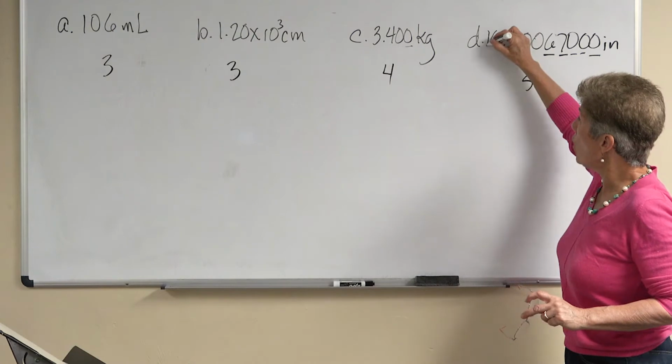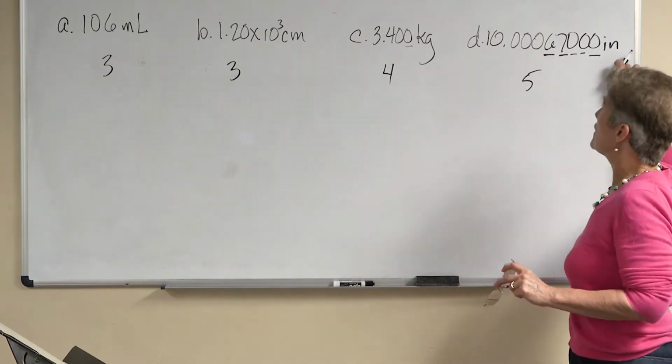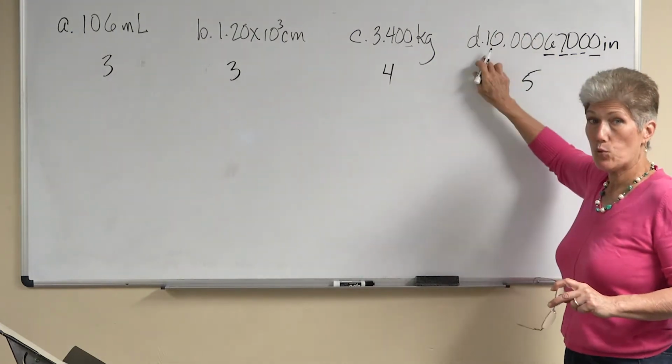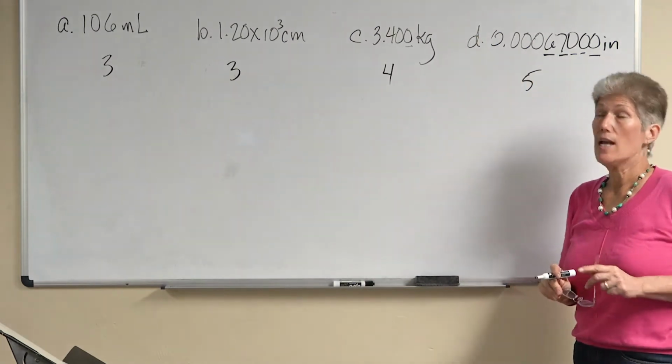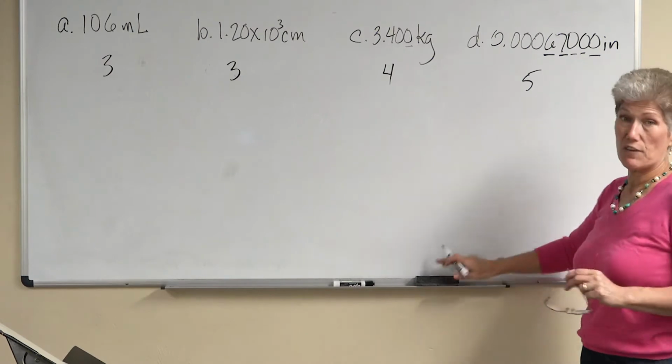Now, if you were to put a 1 here, then all of these would be significant because they'd be between two significant figures. But that's not what he gave us. He gave us a 0 up there, and therefore there are only 5 significant figures here.